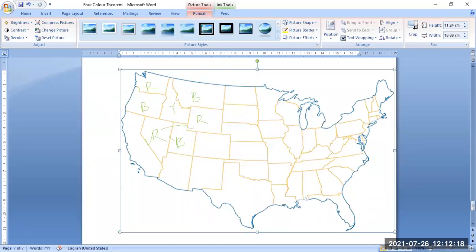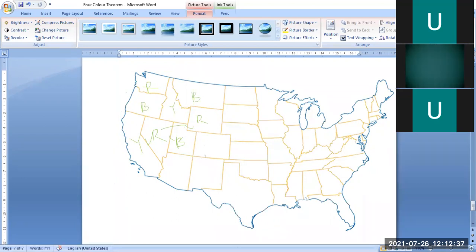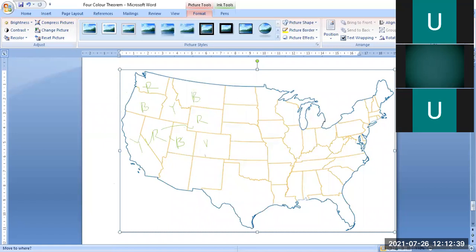And here red and blue are there, so we have to put yellow here. It is yellow. Yellow, red. So here red, blue, yellow are there, so we cannot put anything here. So here we can put yellow. Here we can put the yellow.